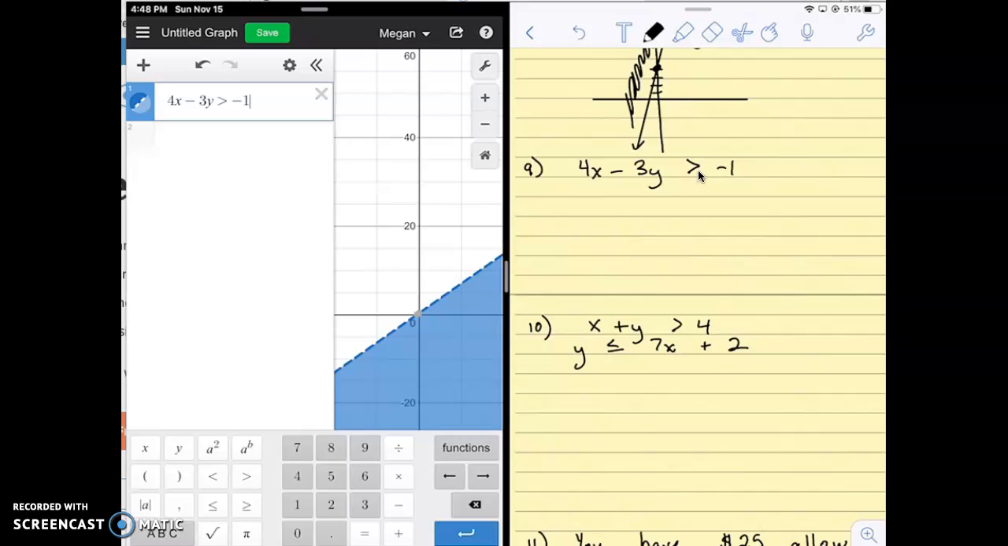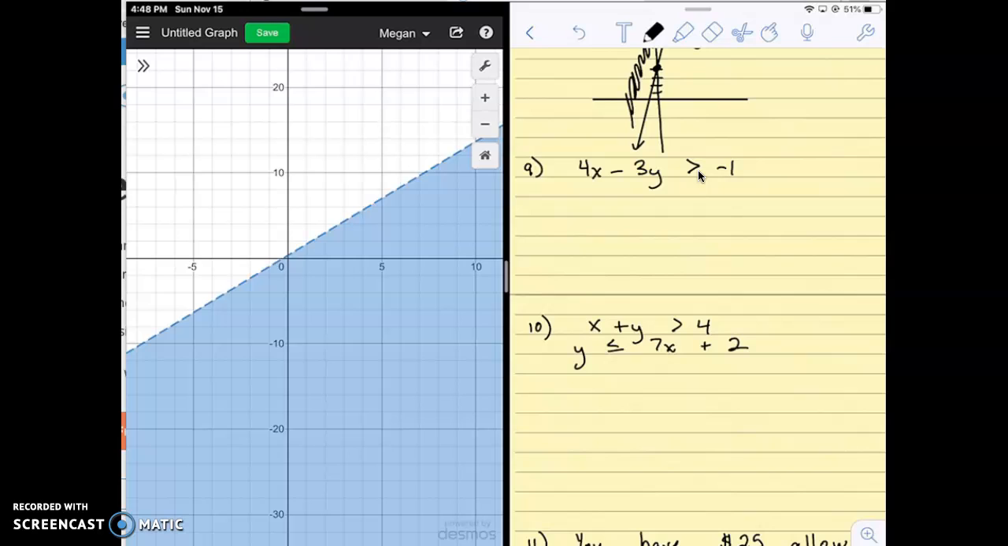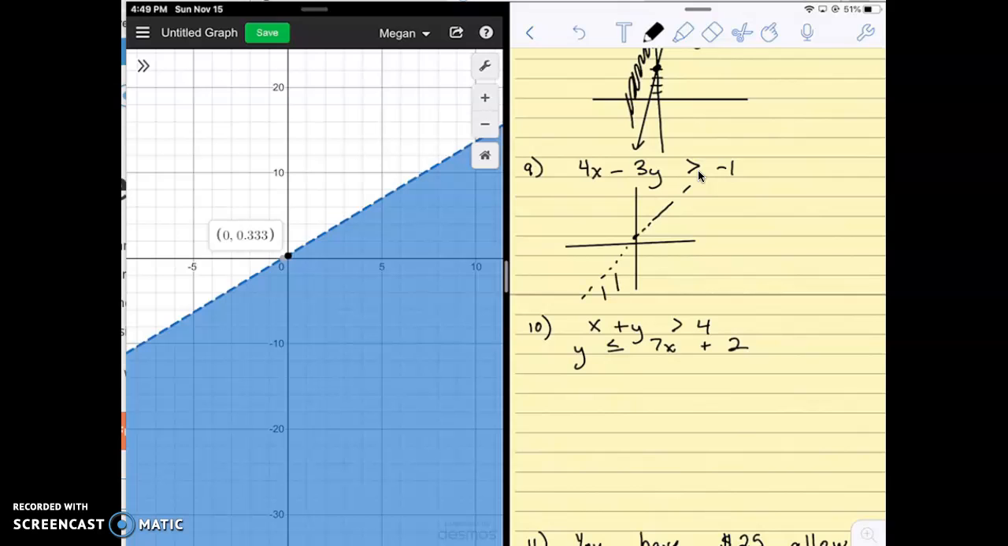What is important about this picture? Well, number one, I want you to see that the line is dotted. So make sure you're picking an image that has a dotted line, and then you're going to shade below it. So if I'm looking at this, I could tap on the line to find out that my intercept is 0.333. I want to make sure my line is dotted, and I want to make sure that I've shaded below it.